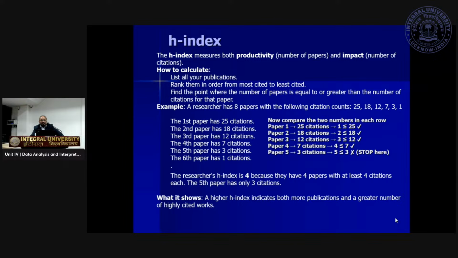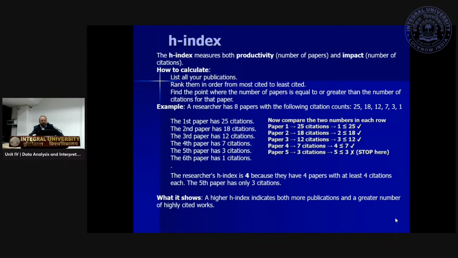For example, my first paper has got 25 citations. The second paper has 18. The third paper which I have written is 12. And the fourth paper is 7. Fifth paper is 3. And sixth paper is 1. So this is the method of calculation.